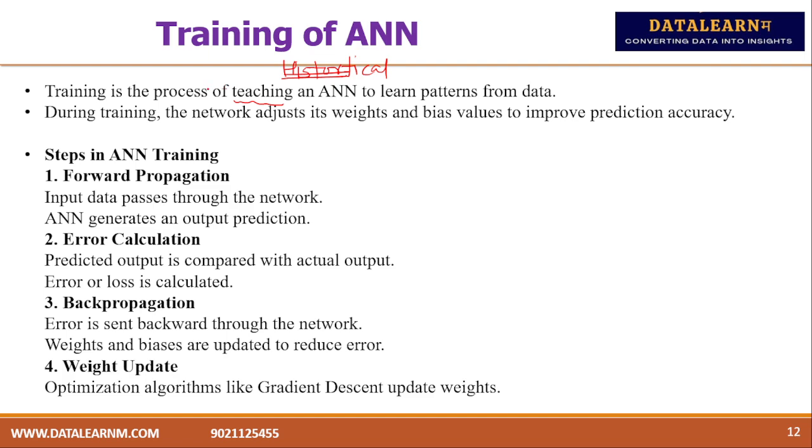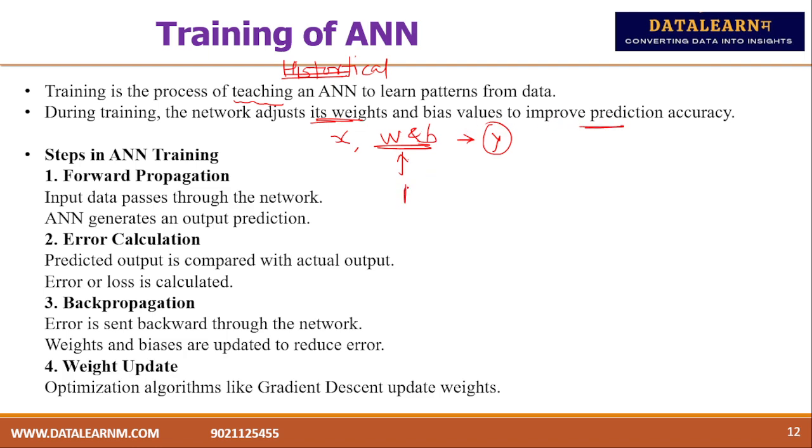Based on that, it will learn, and it will give us the future predictions. So during training, the network adjusts its weights. What will be adjusted? Which value will be adjusted? X will be fixed, right? Again, W and B will be changed. Optimized values of W and B will be chosen in order to get the correct output, so as to improve the prediction accuracy.